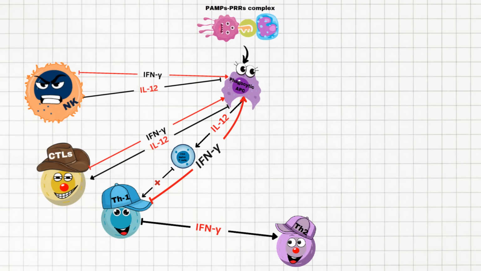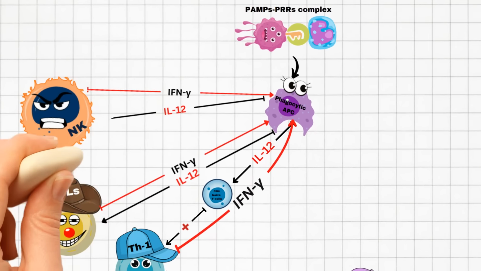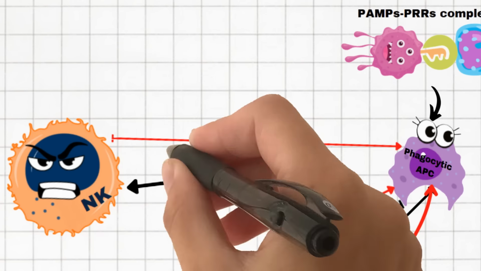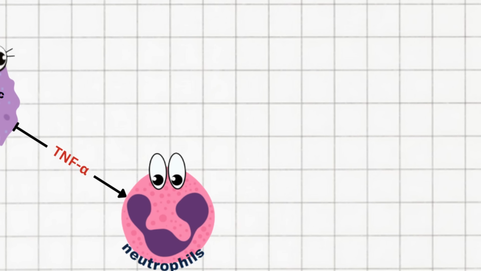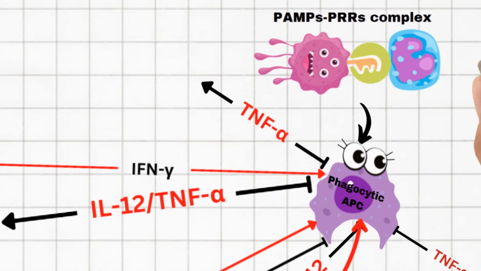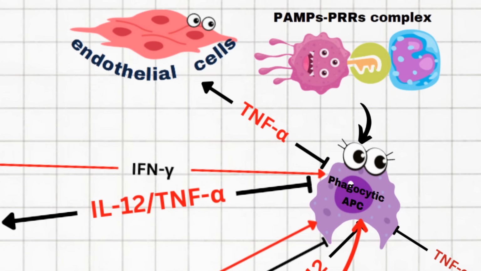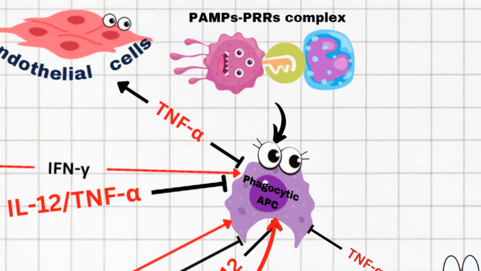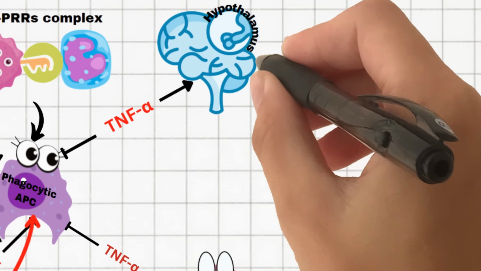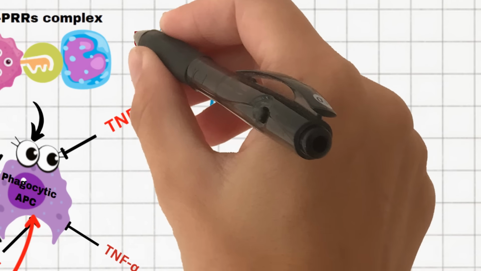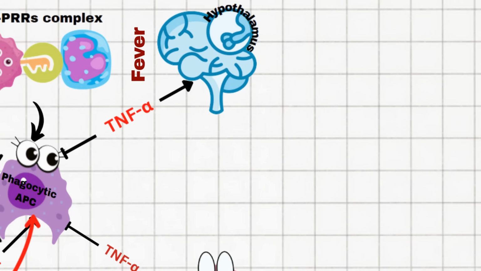The second cytokine released in common is tumor necrosis factor alpha. It targets natural killer cells, enhancing their cytotoxic activity; neutrophils, increasing their ability to migrate to sites of infection, acting as a chemokine; endothelial cells, inducing the expression of adhesion molecules, making it easier for immune cells to adhere to blood vessel walls and migrate to sites of infection or injury; and the hypothalamus, promoting the production of prostaglandin E2, which increases body temperature, leading to fever, which can help inhibit pathogen replication and improve immune cell function.